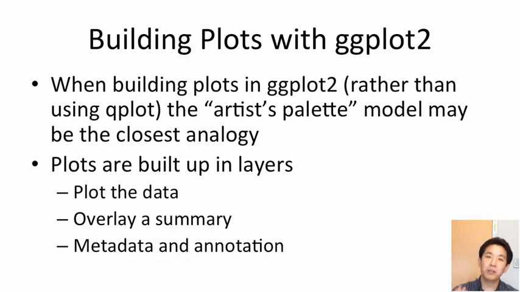And so the most fundamental layer, of course, is the data. The first thing you usually start with is telling ggplot about the data that you're working with and some basic aesthetics, like if you're making a scatter plot, here are the x and the y variables. Then you might overlay a statistical summary, like a smoother or regression line, something like that. And then on top of that, you might have some metadata or extra annotation for the plot.